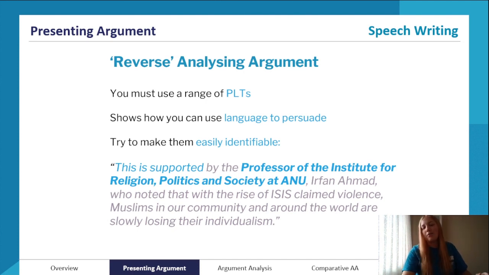Of course, some things will be subtle and they have to be that way. Don't just use only the plain, easily identifiable persuasive language techniques. Use some more subtle ones as well, like appeals, and make it clear that you're targeting certain audience groups and trying to speak to them.